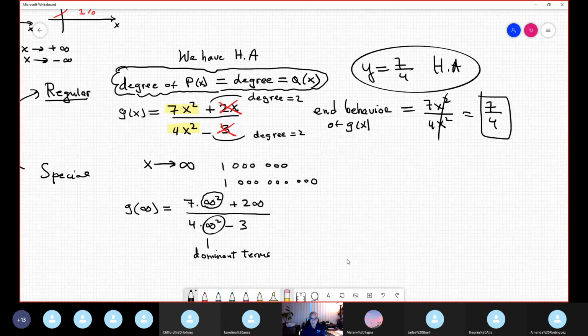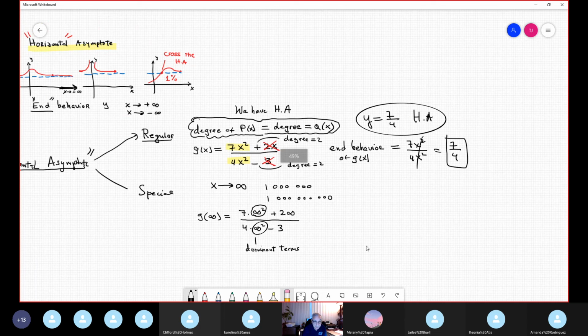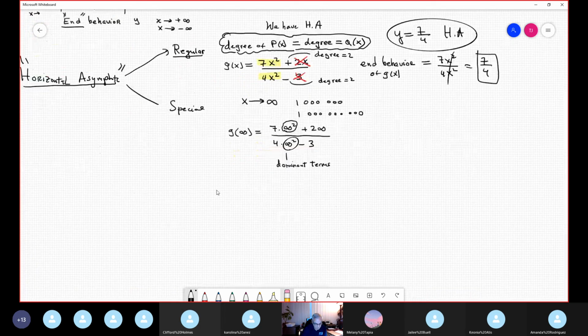So, conclusion. It's easy, not complicated. When the degree is the same, that means both polynomials are increasing at the same speed, the same rate of change. Therefore, you take the dominant term, you mentally delete the lower exponents, and you take the higher exponent. And the coefficients in front, 7 and 4, represent the horizontal asymptote. This is a regular case. We have no time to explain the special case. But I left two examples.